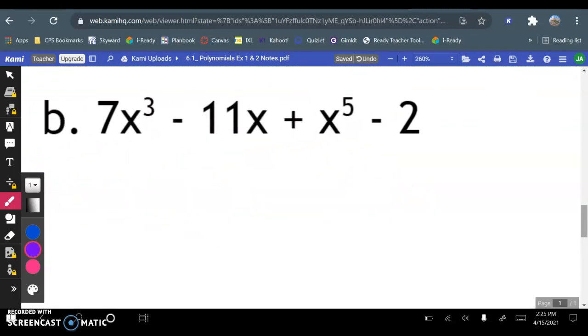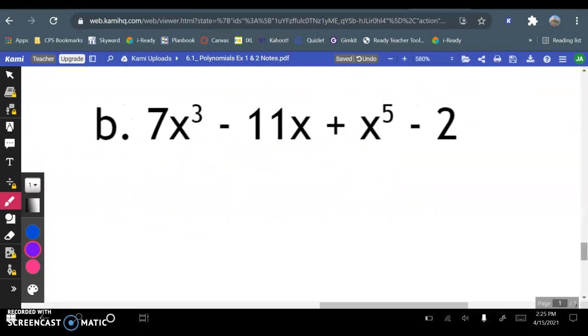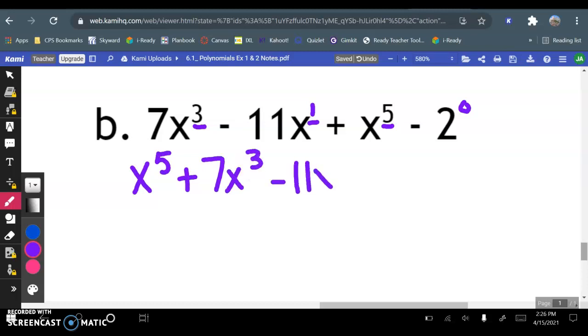And then one last example here, we have to put it in order. This has a 3, a 1, a 5, and a 0. So the 5 would go first, so x to the 5th. Then the 3, positive 7x to the 3rd. Then the 1 is a negative 11x. And then the 0, which is negative 2. The leading coefficient is the number out front. There's no number in front of that x, so it's a 1.